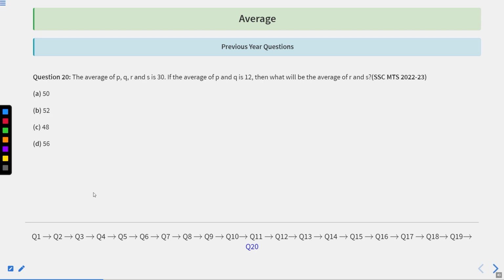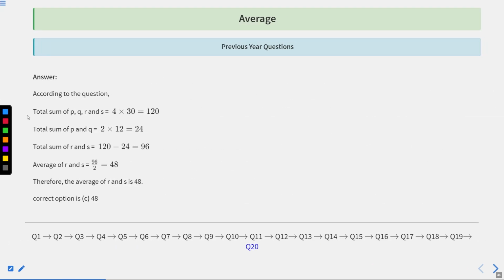Let us move ahead, and now we are going to see problem number 20, that is the last problem for this lecture. The average of P, Q, R, S is 30. If the average of P and Q is 12, then what will be the average of R and S?